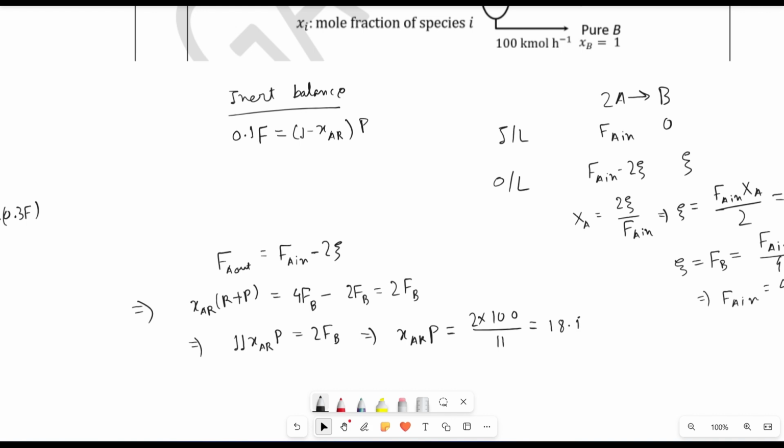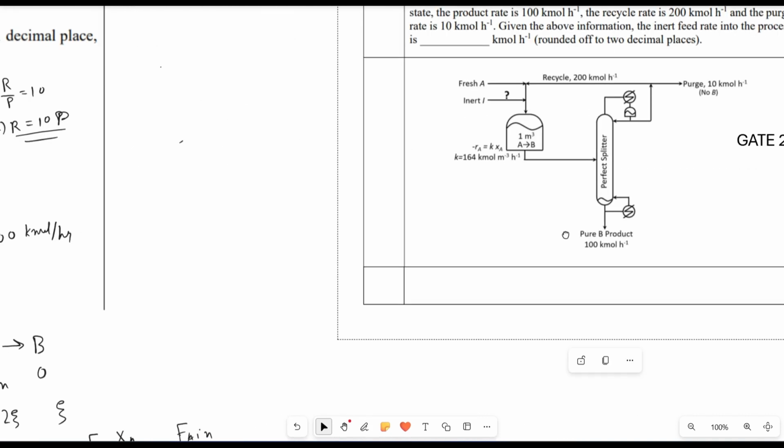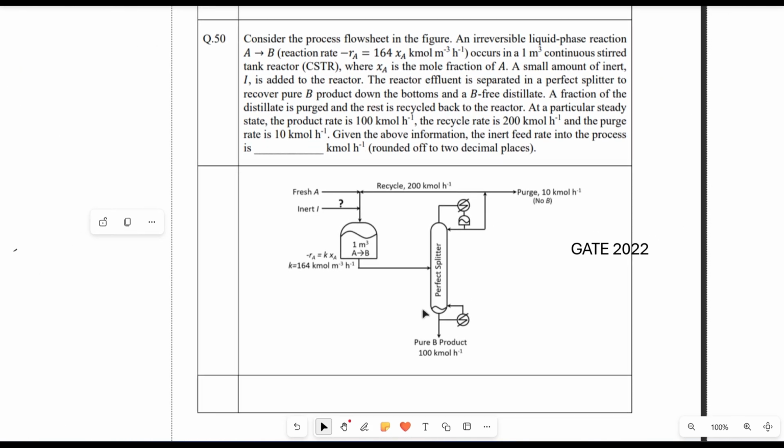So this is the answer. This much kilomole per hour of A is leaving through the purge. Now let us move to another question, which is of GATE 2022.